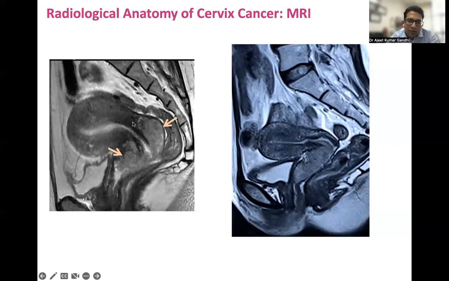This is the normal isthmus area with a normal appearing low signal intensity of the cervix, the intermediate signal intensity of the myometrium, and the hyperintensity of the endometrium. The similar thing is appreciated here. You can very well appreciate the posterior lip of the cervix with a low signal intensity which has not been involved, a normal appearing low signal intensity of the vaginal mucosa, and this is the disease which has been delineated here.